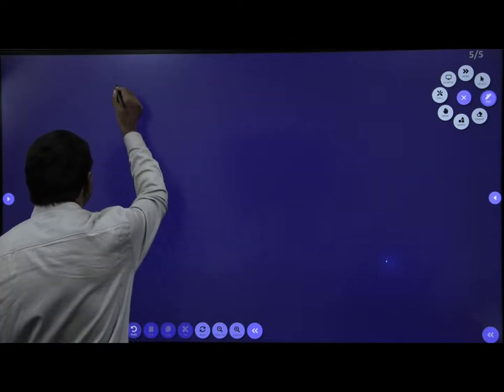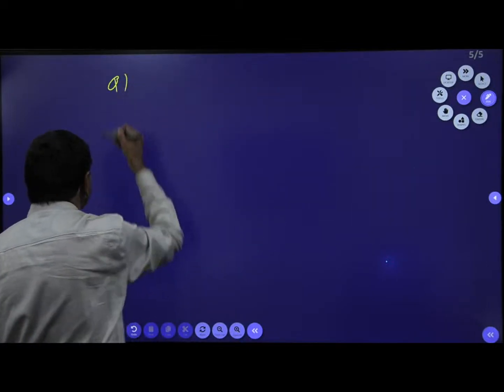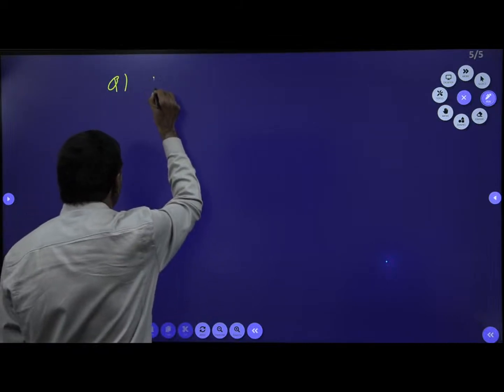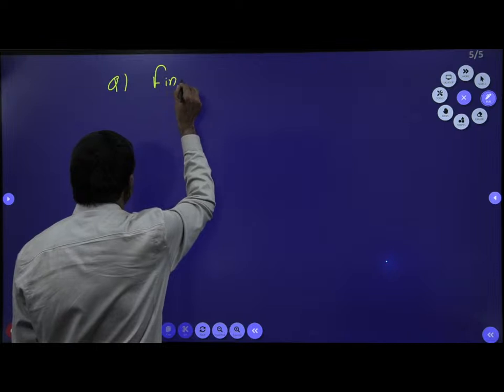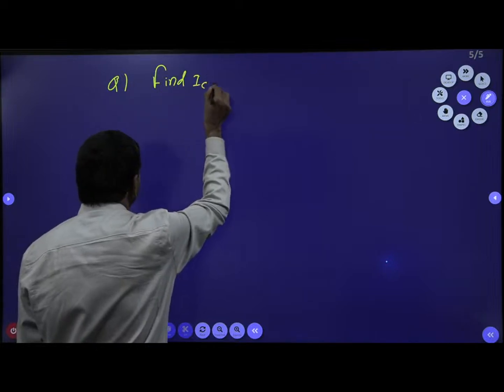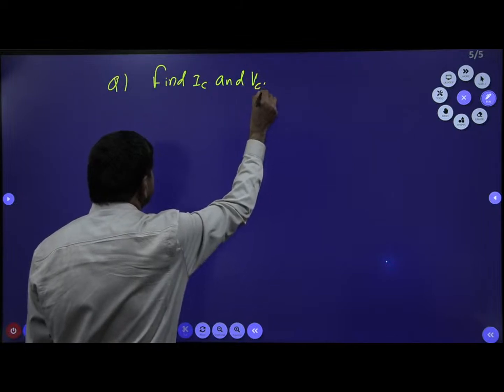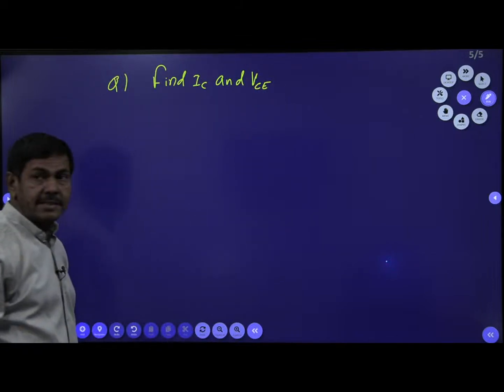The next problem I want to give now. Question: find IC and VCE. It is asking for the two parameters IC and VCE. But here the network is given like this.